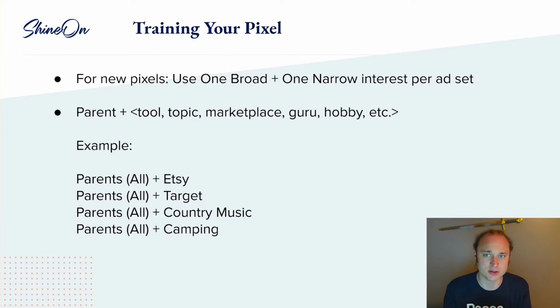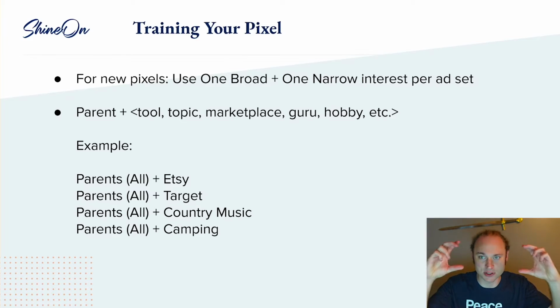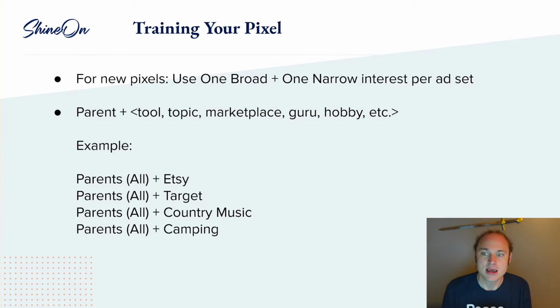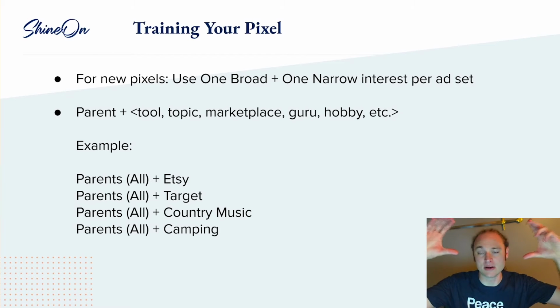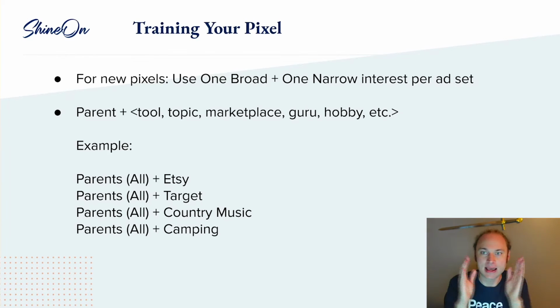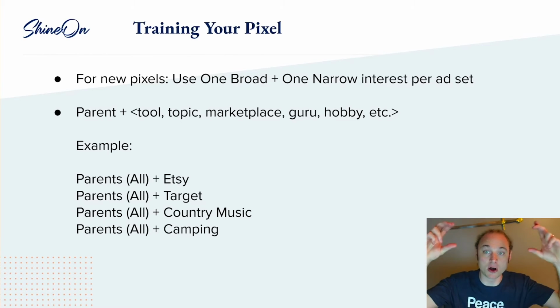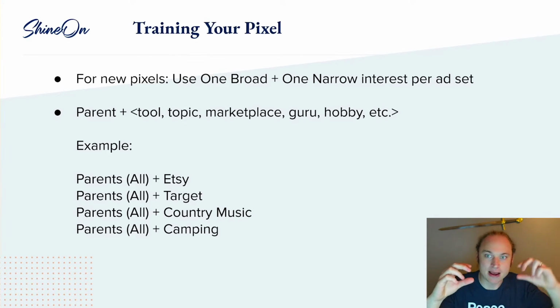So what I like to do is have one big broad interest as my top layer interest, and then I like to have one narrow interest underneath. So I take my top layer interest and then I narrow by, and I get into a smaller segment of that top layer interest, and we'll get into how you do it here in a minute. So for example, if I'm wanting to target parents, right, I might have parents all as my top layer interest, and then when I narrow by, I might choose something else.